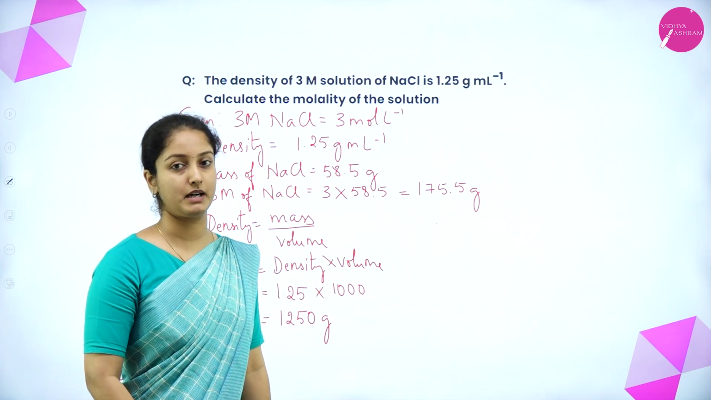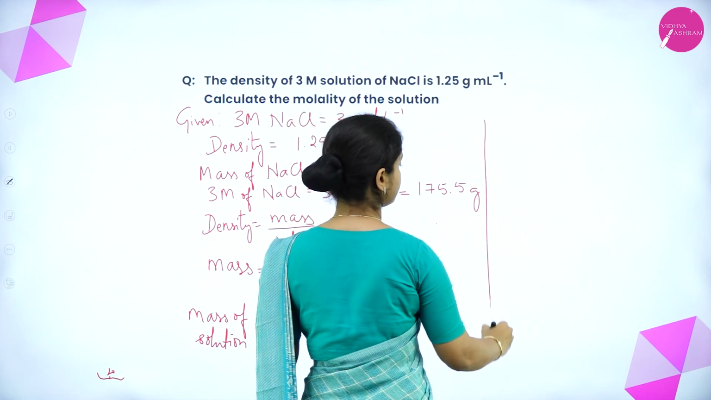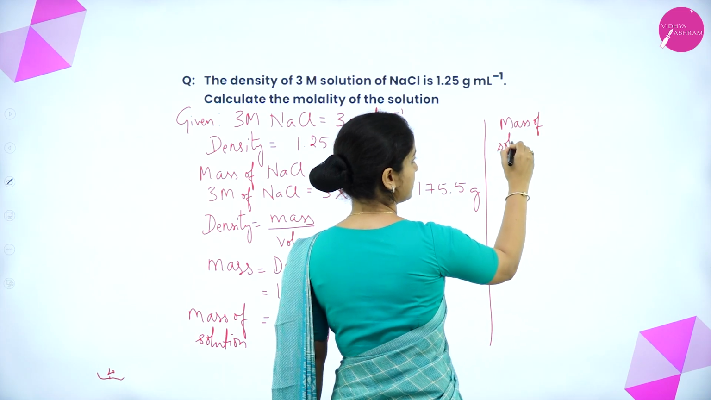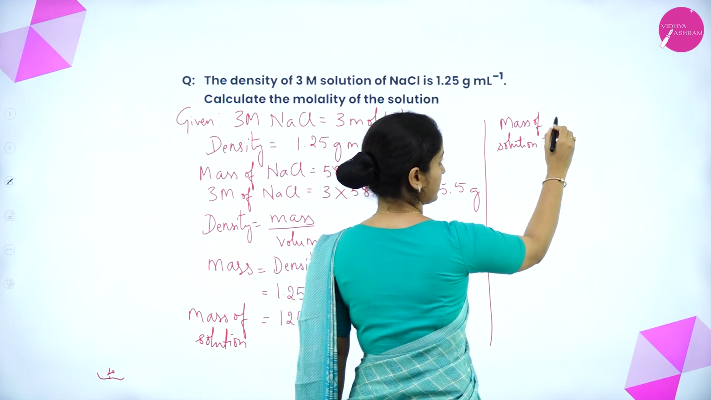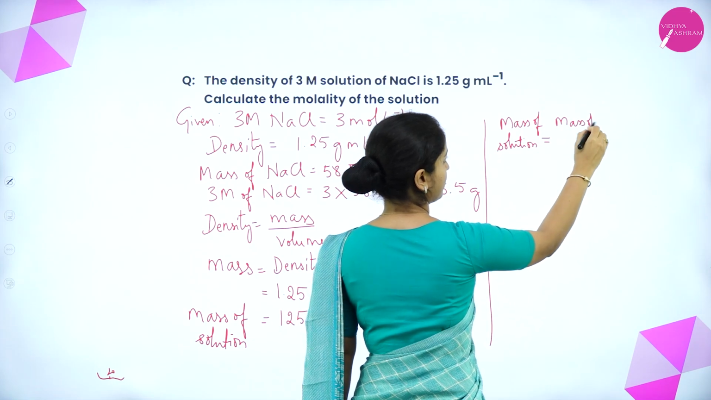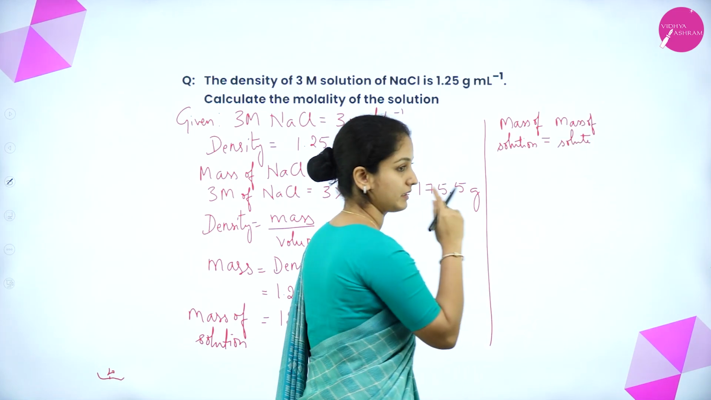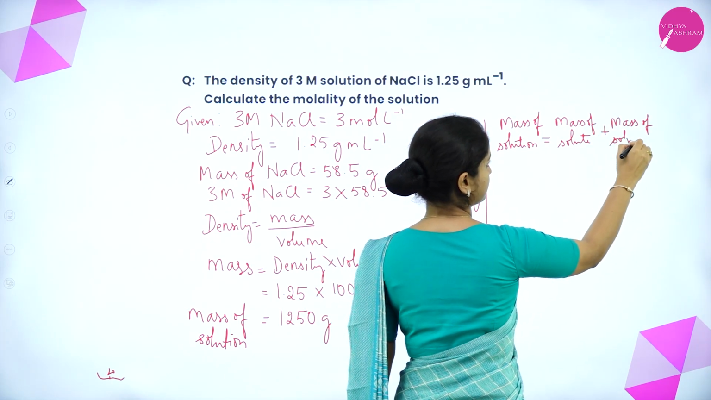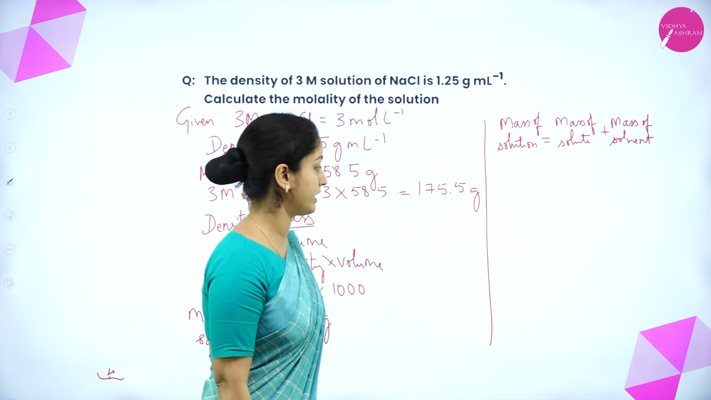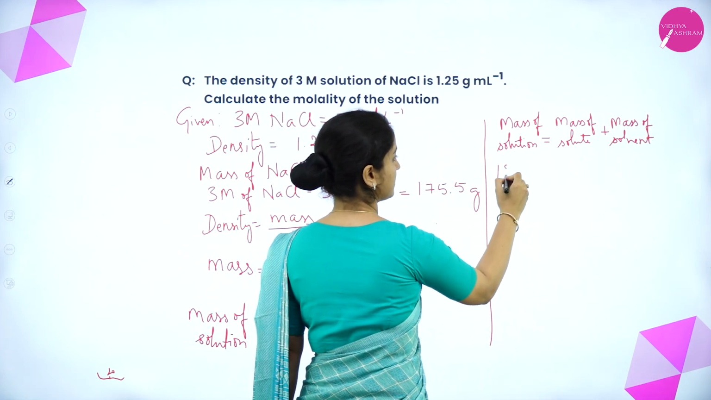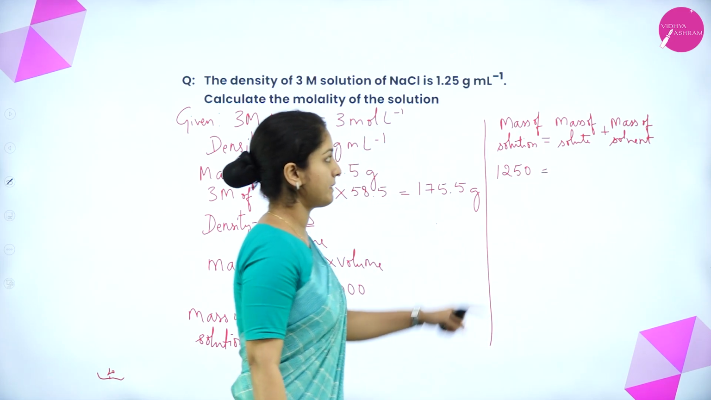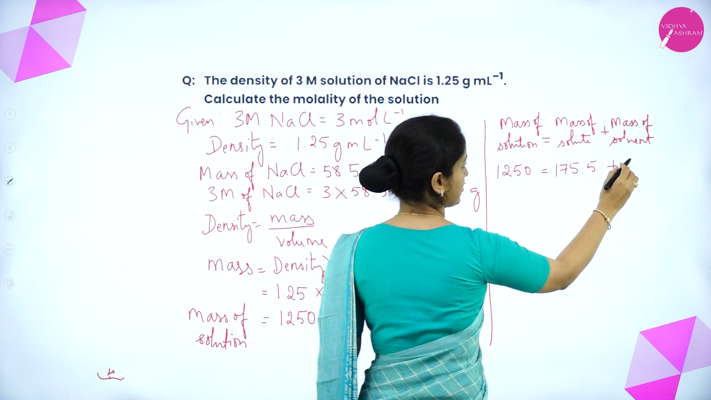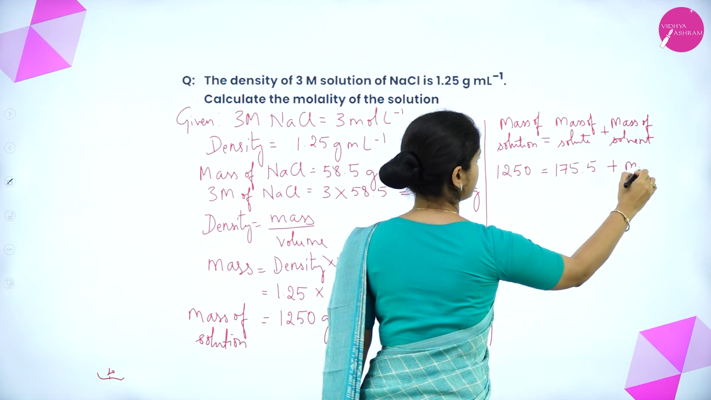Now you have to find mass of solvent. How to find? So mass of solution is equal to mass of solute plus mass of solvent. Okay, so mass of solution is given, 1250. Mass of solute we have found, that is 175.5, plus solvent is unknown.